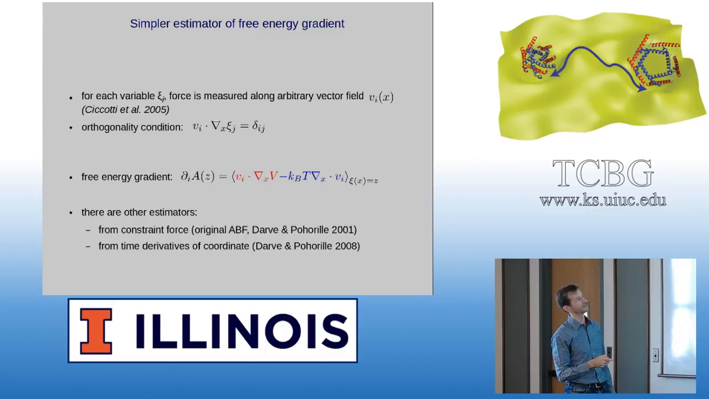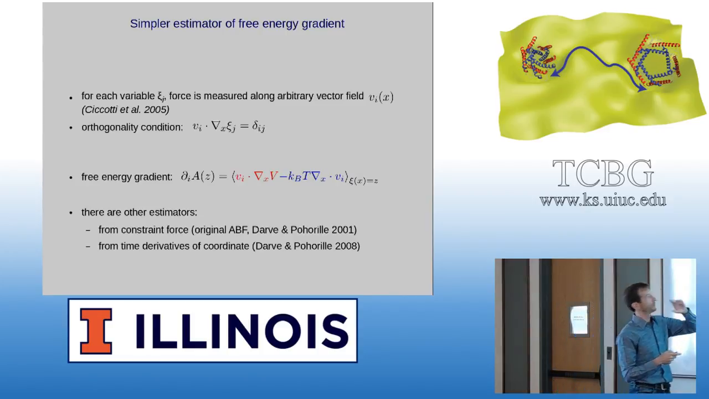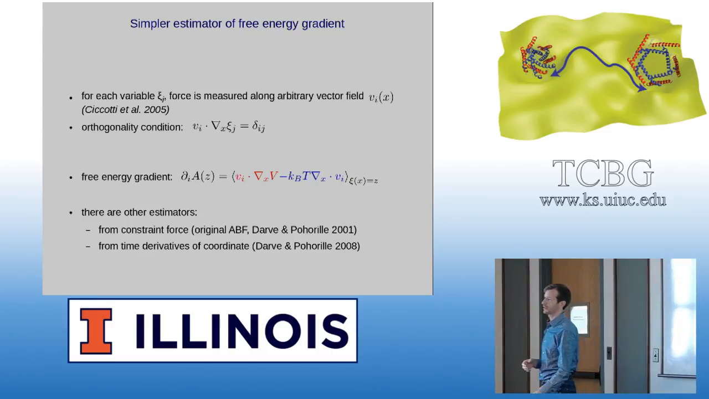The I is indexed for each of the coordinates if I have several. And for this vector, I can actually pick any vector I want. It just has to follow a few conditions for my projection to be correct. One of them is this orthogonality. Mostly, if you take i equals j here, the scalar product of the vector with the gradient of the coordinate has to be 1.